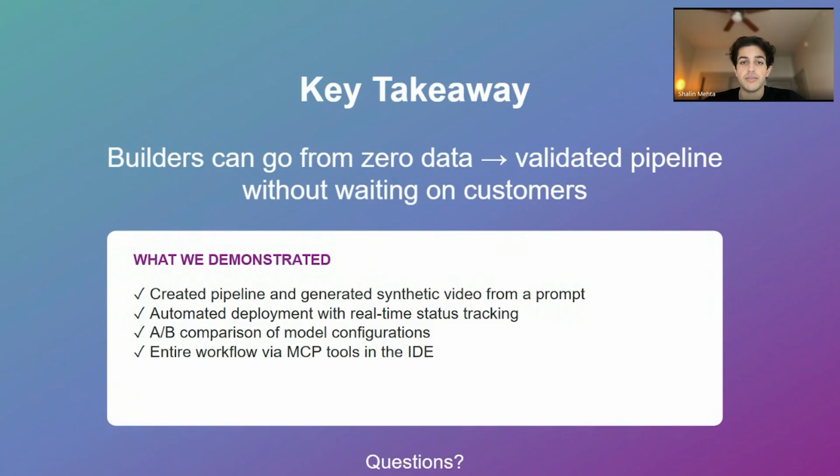Instead of finding out if something is broken weeks later from real world data, you find out immediately during development. And that feedback loop is what actually enables fast and pretty high quality iteration. So the end result isn't just a pipeline or the MCP server, it's a workflow that lets builders move faster, catch issues earlier, and build with a lot more confidence.